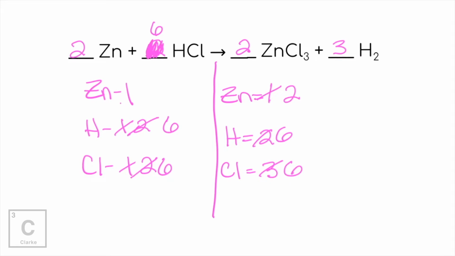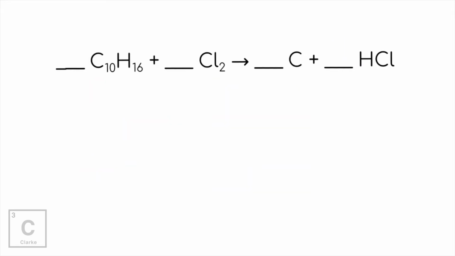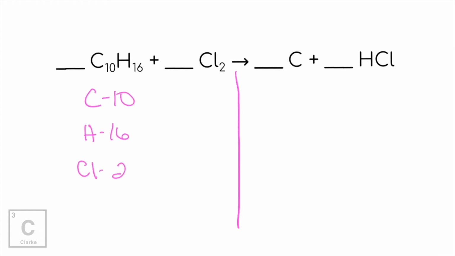Let's do another example. Again, I'm going to keep doing the chart method because it has proven over and over and over that it's the best method for beginners to start with. Okay, so I'm going to list out my elements. I've got 10 carbons, 16 hydrogen, and 2 chlorine. Again, I want to leave those elements in the same order so we can compare them side by side. In our products, we've got 1 carbon, we have 1 hydrogen, and 1 chlorine.